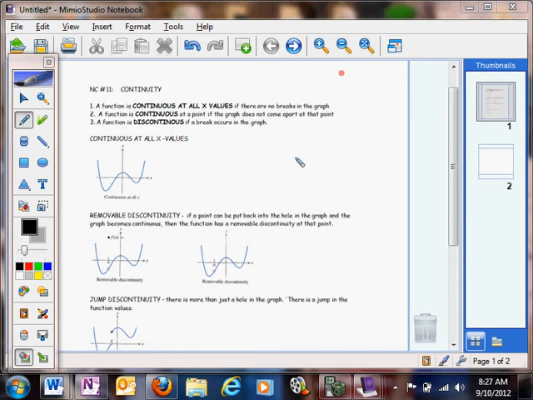Card 11, we're going to talk about continuity. Number 1 says a function is continuous at all x values if there are no breaks in the graph. Number 2 says a function is continuous at a point if the graph does not come apart at that point. And number 3 says a function is discontinuous if a break occurs in the graph. Okay? This can be a fairly easy topic as well.